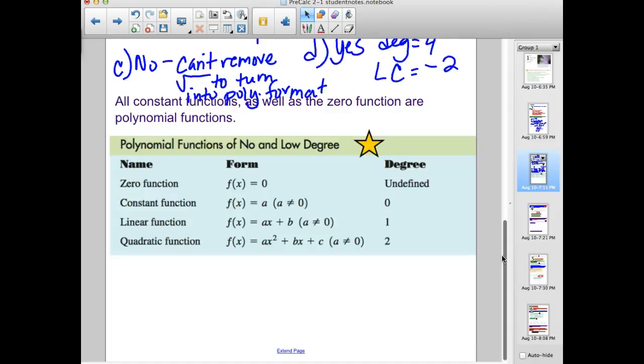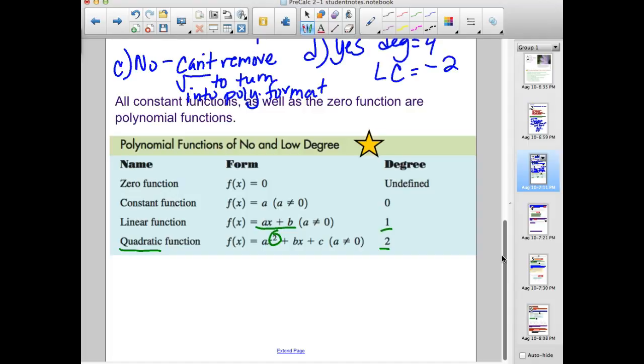All right, all constant functions as well as the zero function are polynomials. Now, when I asked you for a polynomial, you gave me a quadratic one, okay, degree 2, quadratic polynomial function. Linear is our basic y equals mx plus b, has degree 1.